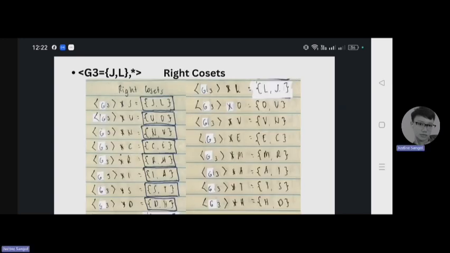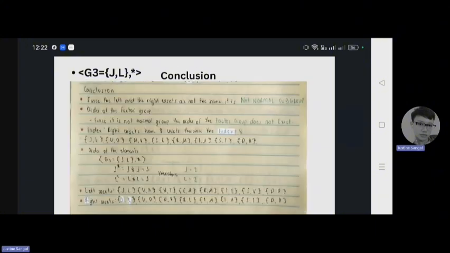So the conclusion of subgroup G3 is, so left cosets are GL, UH, NT, CA, RM, IE, GV, ISB, and DO. So the right cosets are JL, VO, NV, IUO, NV, RE, IM, TM, IM, ST, DM. And the conclusion is, since left and right cosets are not the same, it is not normal subgroup.